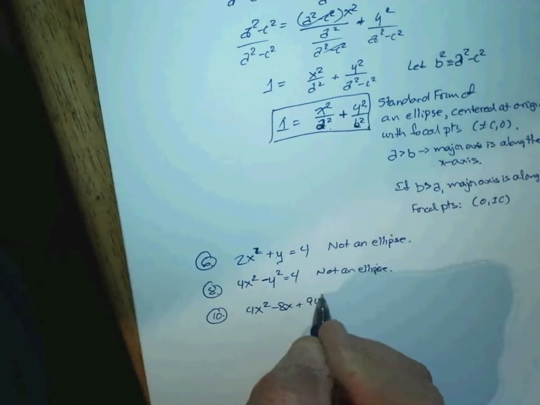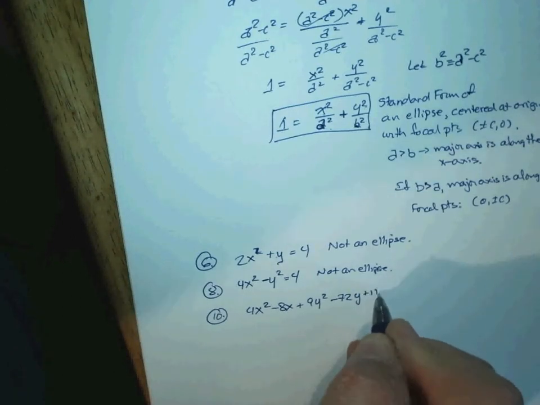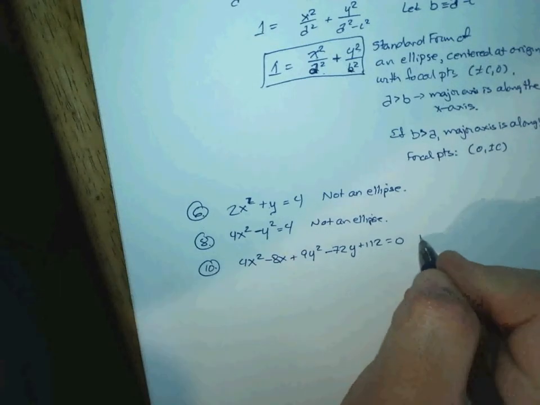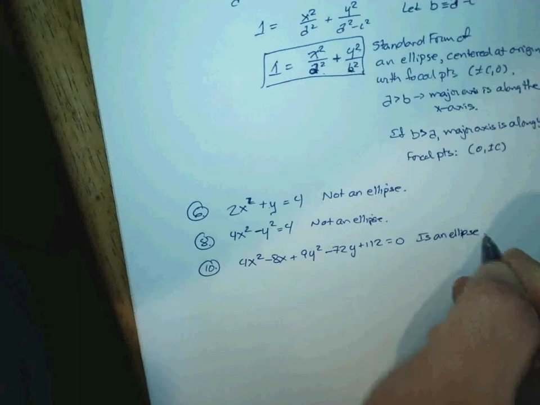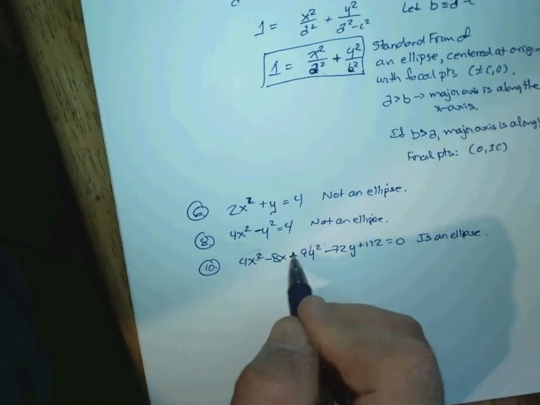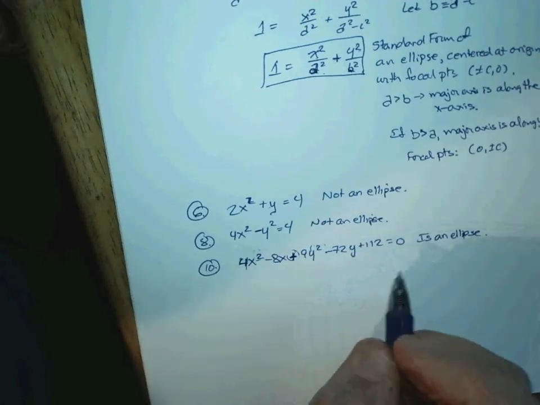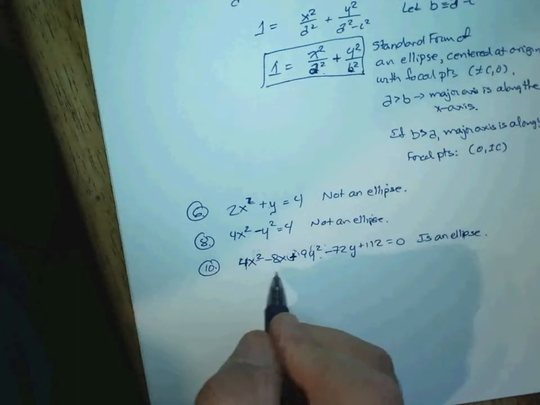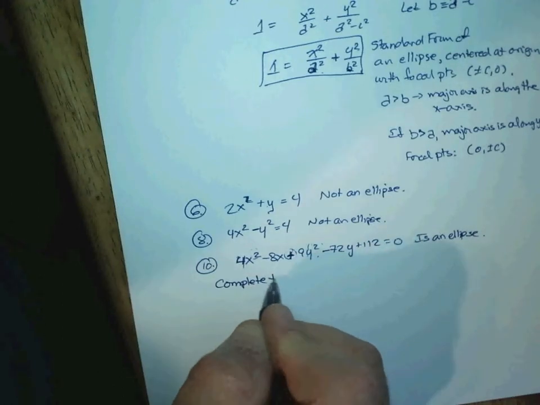Number 10: 4x squared minus 8x plus 9y squared minus 72y plus 112 equals 0. This is an ellipse. And the reason it is an ellipse is both the x and the y are squared, and they're being added to each other. They're both positive. That tells me this is an ellipse. Now, to get this ellipse into standard form, what I would actually have to do is complete the square.